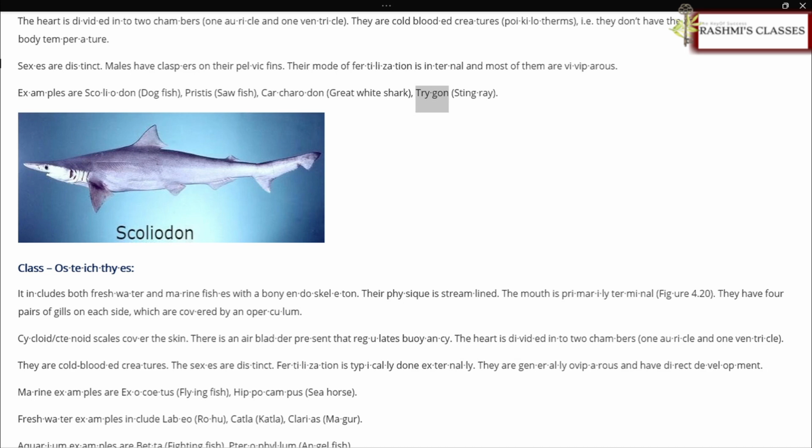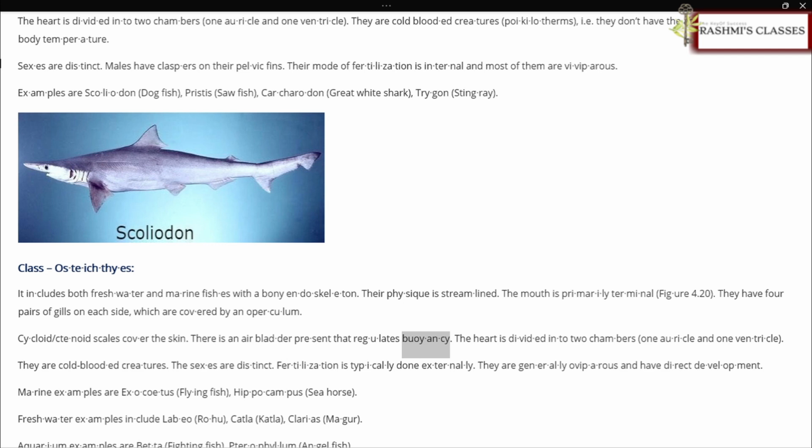Class Osteichthyes. It includes both freshwater and marine fishes with a bony endoskeleton. Their physique is streamlined. The mouth is primarily terminal, figure 4.20. They have four pairs of gills on each side, which are covered by an operculum. Cycloid/ctenoid scales cover the skin. There is an air bladder present that regulates buoyancy.